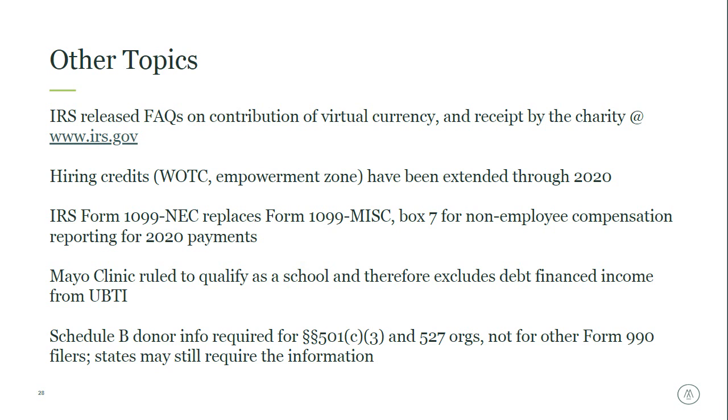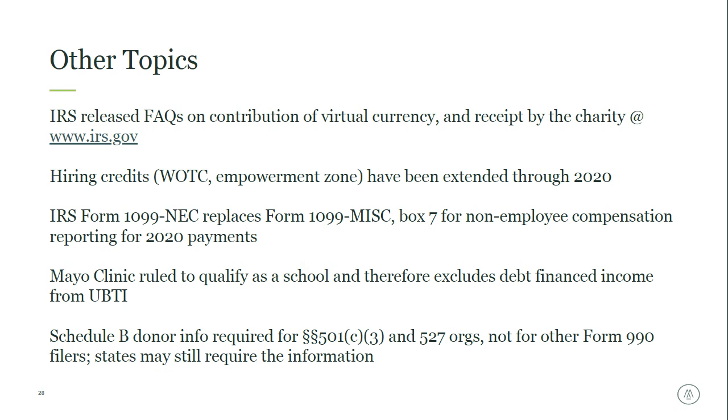And then the Mayo Clinic was ruled as a school and therefore was able to exclude their debt financing from UBI. So this was a 4-year-old legal dispute, and I believe over $11 million were at stake. So this was a big ruling where the courts ruled in favor of Mayo Clinic and against the IRS.